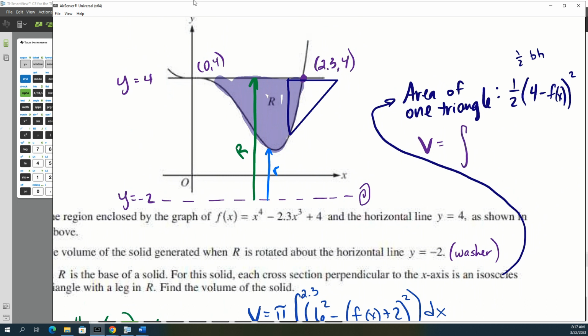Now that 1/2 can go inside or outside. Do you guys have a preference? Outside? Is that what you said? I swear I'm losing my hearing. Okay. What are we going to go from? Do I have x's or y's in this problem? X's. We're going to go from 0 to 2.3. And then it's going to be 4 minus f of x, whole thing squared, dx.